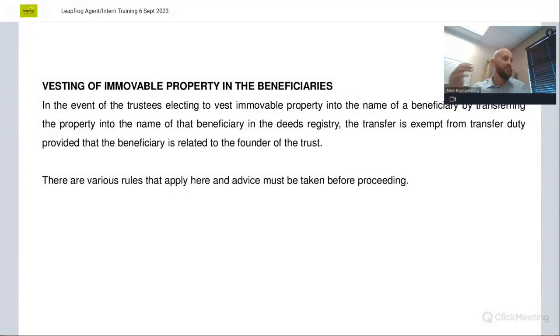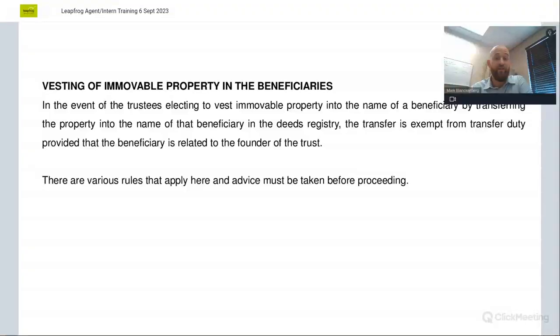So, the vesting of immovable property into beneficiaries' names. Of course, there's often, especially with the testamentary trusts, where somebody has passed away and they've created a trust for their children, the intention that whatever the husband and wife who've passed away owned, they want those assets eventually to be vested into the beneficiaries' names, as the children. Just one of the tricks with that is the transfer duty on that transfer, because let's say it's a 5 million rand property and it's now going to be transferred to one of the children now that they are of age.